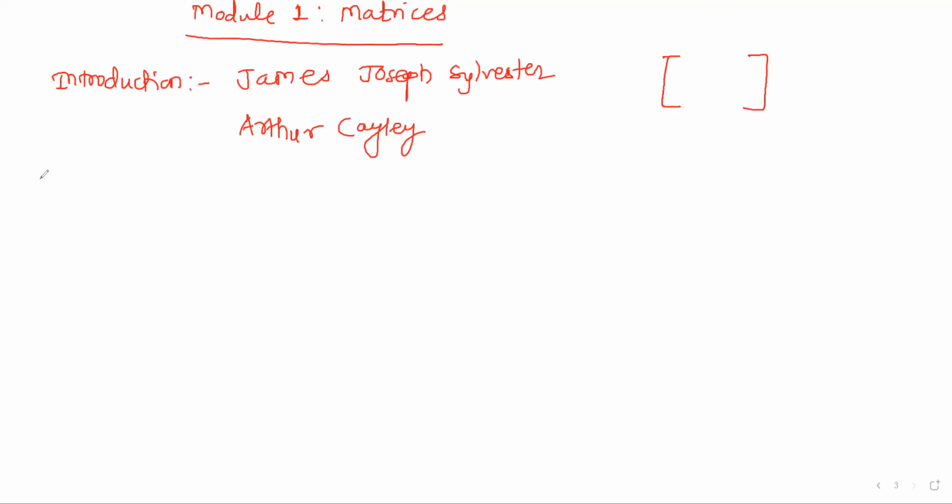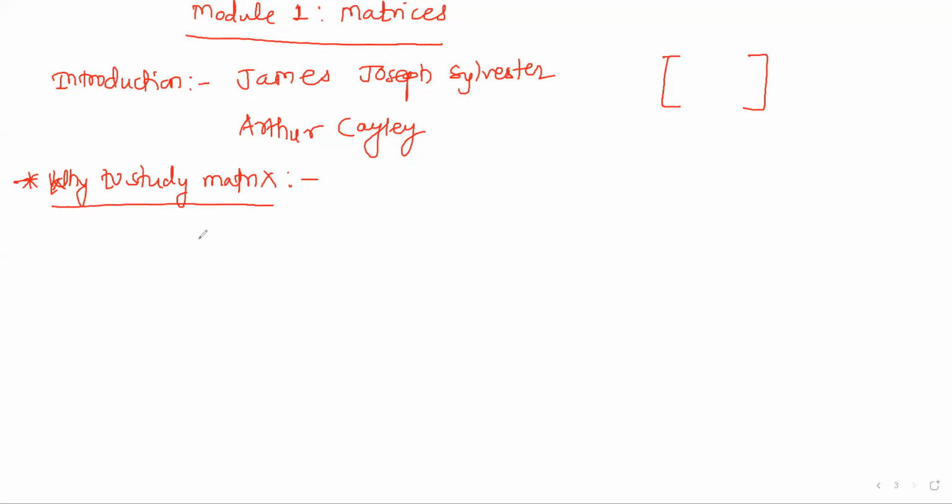Now, why do we study matrix? That is the most important question. Why to study matrix? This must be your main step for learning any new topic. Why to study this topic? Why is it given in first year, first semester, or why are we going to study this matrix?